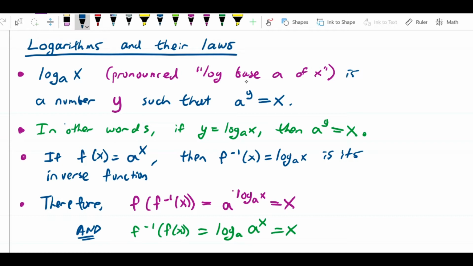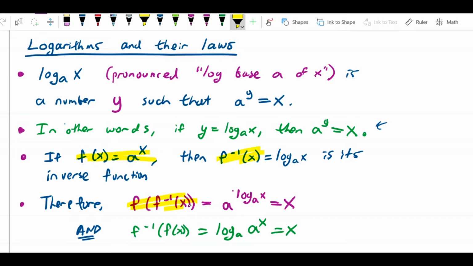So in other words, if y equals log base a of x, then a to the y is equal to x. We can think of log base a of x as the inverse function of a to the x. So if we define f of x is equal to a to the x, then log base a of x is its inverse function, f inverse. And what follows from that is that if I compose these two functions, if I write f of f inverse, then I should get x, and in fact I do. If you compose f and f inverse, you do get x.